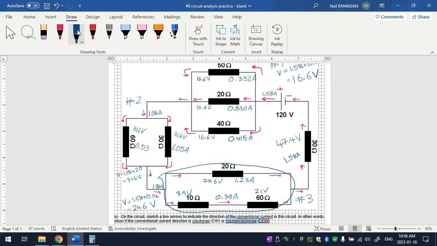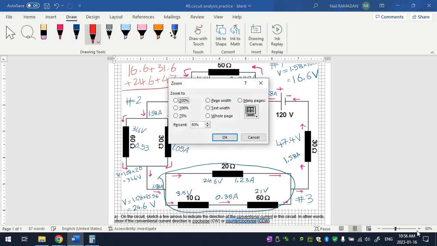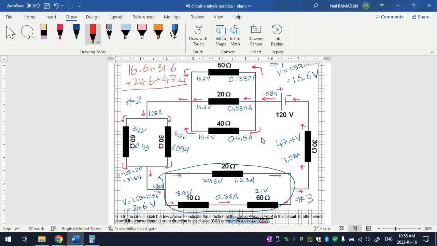Okay. So, what do we get? Let's see. You know, 16.6. Come on, help me out. 16.6 plus 31.6. Come on. Plus 24.6 plus 47.4. What is the whole thing? How much? 120.2. Perfect. We're only off by 0.2. Perfect. As long as you get no more than 121 or less than 119, you're good. We're done circuits.